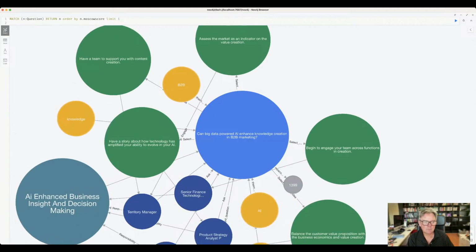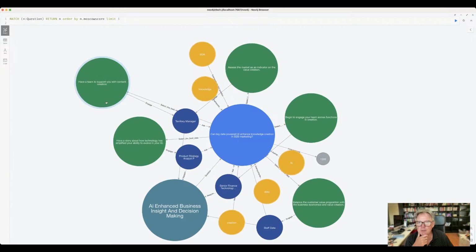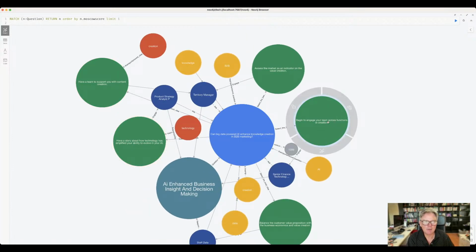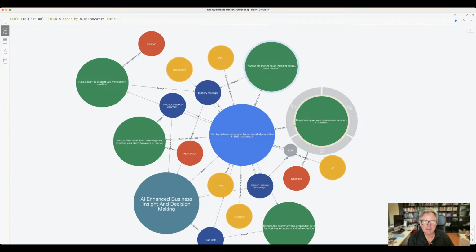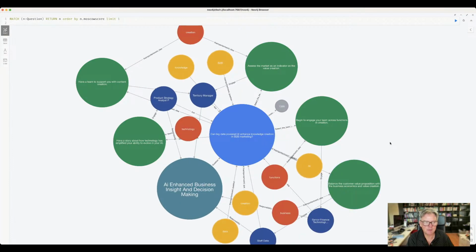If I open this up, we get to see here what the areas are that we can focus on. Have a team to support you with content creation, have a story about how technology has amplified your ability to evolve in your AI, begin to engage your team across functions in creation, assess the market as an indicator on the value creation, and balance the customer value proposition with the business economics and value creation. So this is the main question to be asking, and these are the main things to be looking at in your organization to make sure that you're focusing the ship of big data analytics for supply chain optimization in the right way.